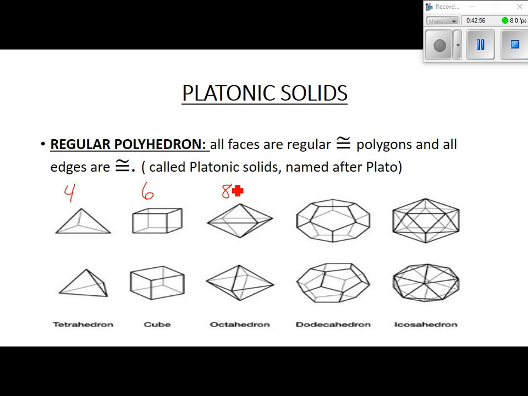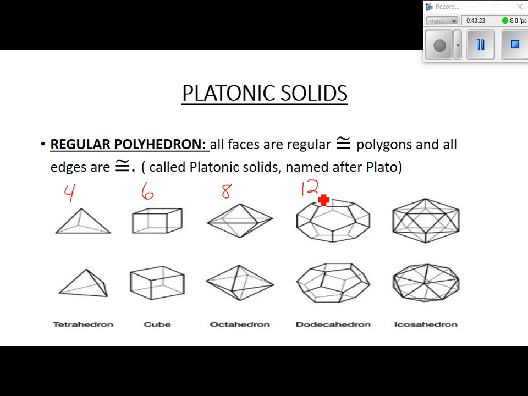Then there's the dodecahedron. What's that got? 12. So what shapes are those? Pentagons. It's got five sides, right? So it's got 12 pentagons that are all exactly the same to make up that shape.